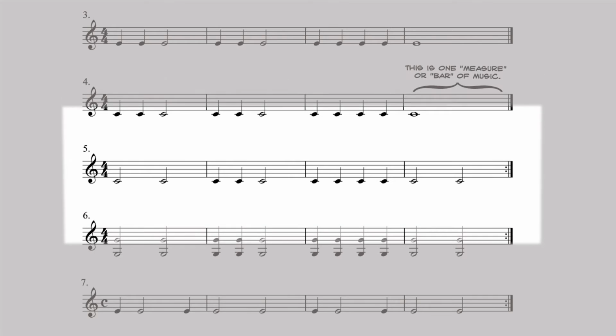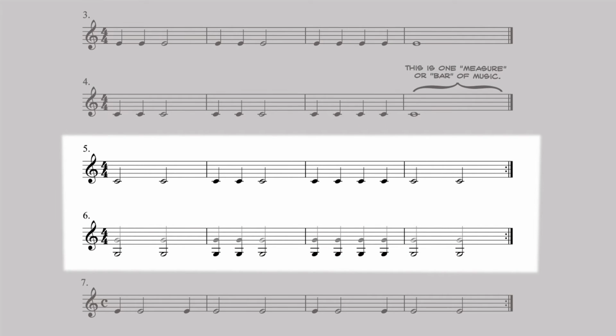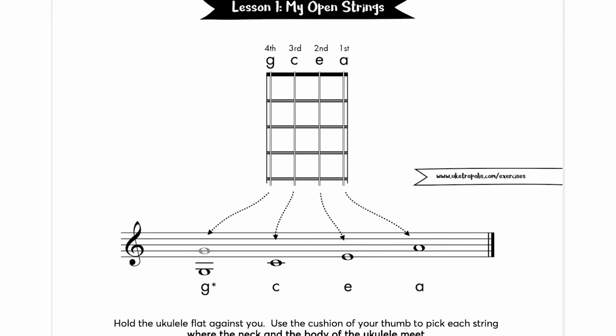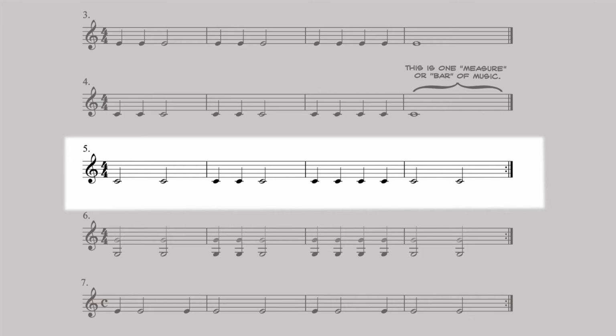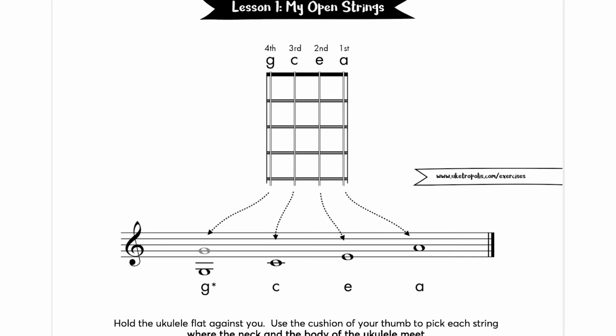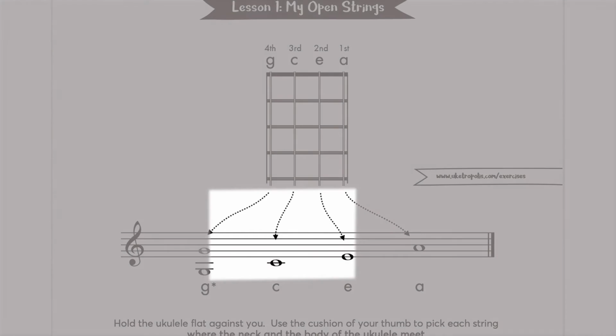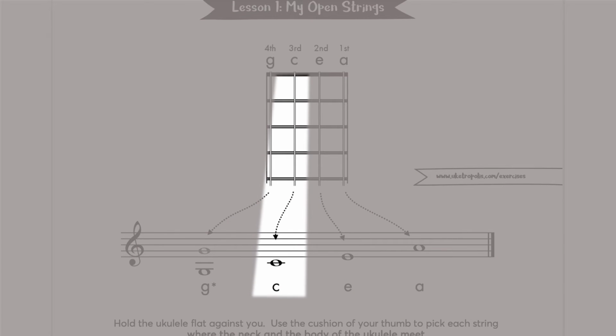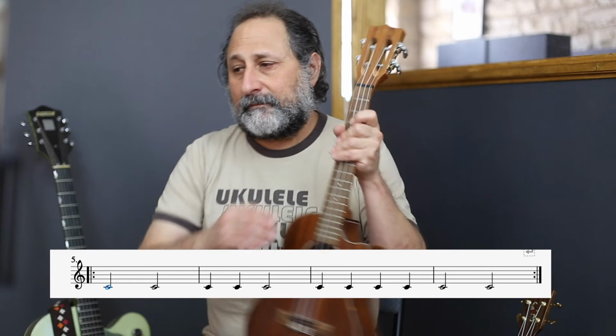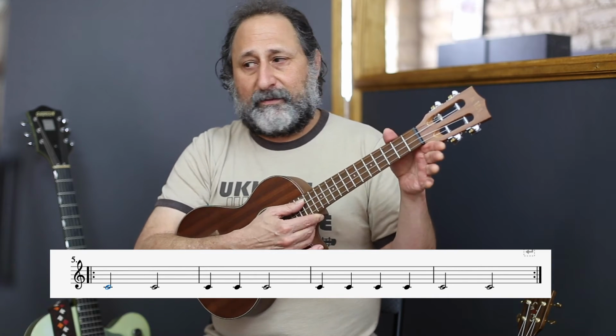So on to lines 5 and 6. Again, 5 and 6 have the exact same rhythm as each other, but a different note. So playing exercise number 5, can you tell which note it is? We're going to be playing a C note, first line below the staff, and the rhythm goes like this. 1, 2, 3, 4.